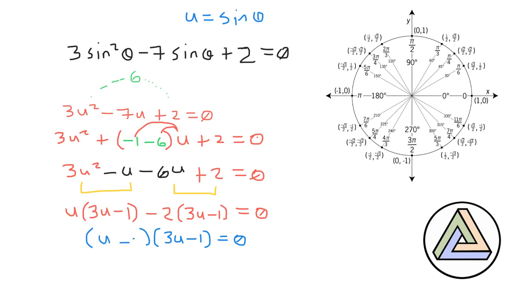For my student who's watching, if you're not familiar with factoring by grouping, just go online, check out a couple examples of how to do it, maybe give yourself some practice. But anyway, here we have u minus 2 times 3u minus 1 equals 0. So similar to an earlier problem that we did before, we could separate this into two separate equations where we have this, and we also have this.